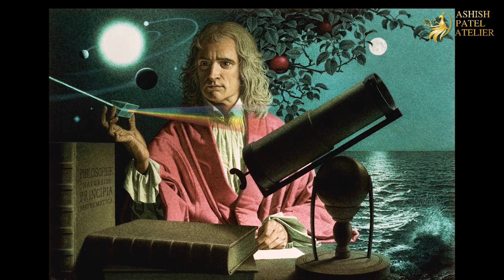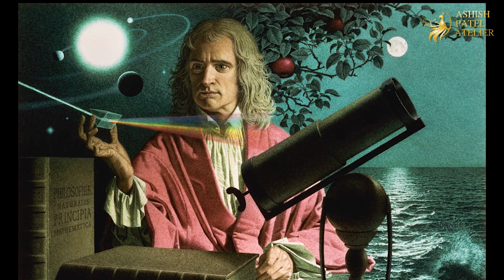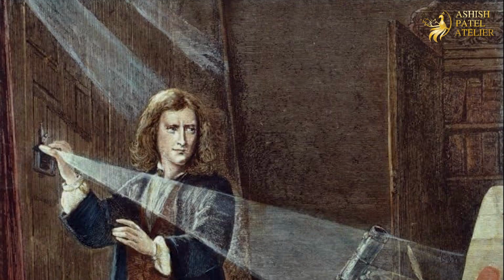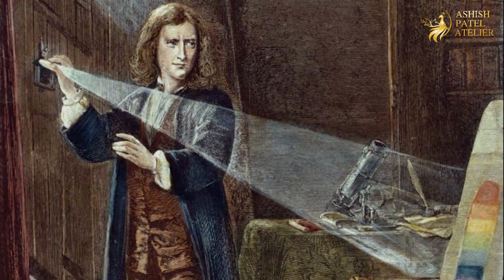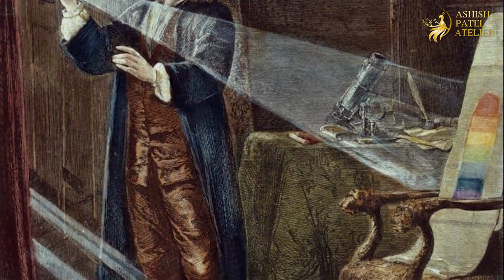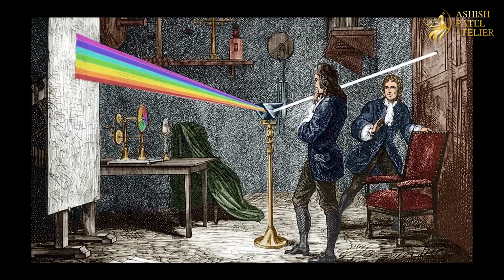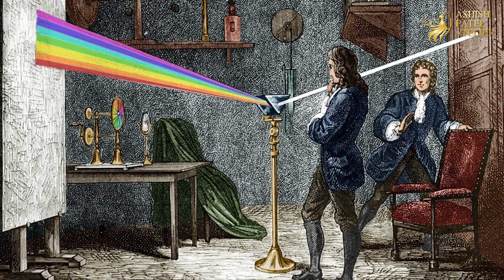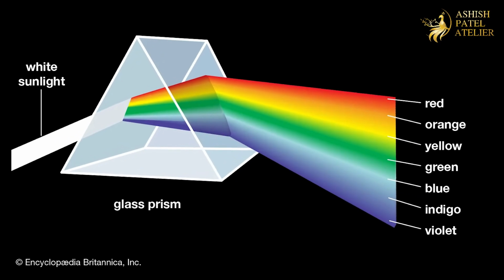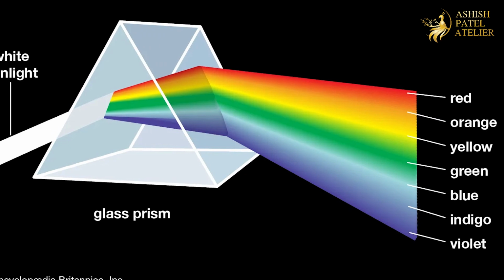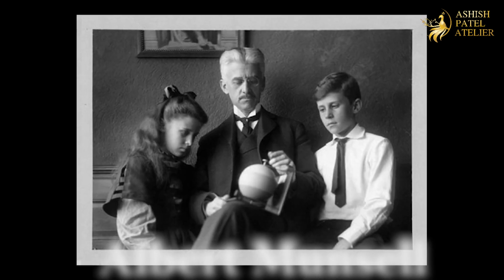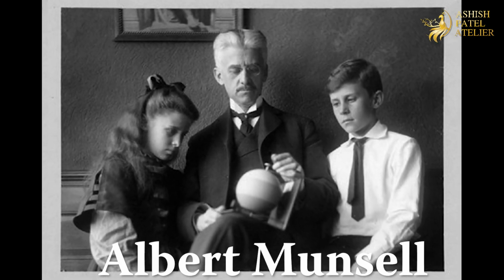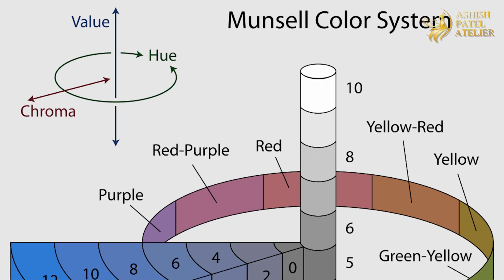The famous English physicist and mathematician Isaac Newton began a series of experiments with sunlight and a prism. He passed a white light through the prism where a different spectrum of colors was visible, and then he gave the name spectrum to what was seen through the prism. A very famous color theory is also named after him. It's called the Munsell color system.